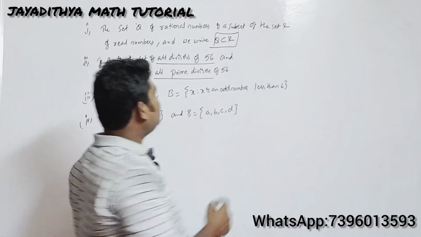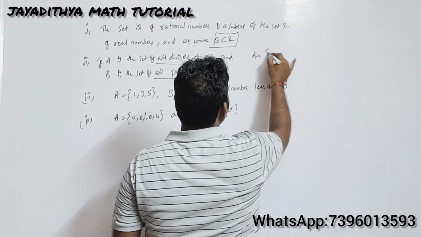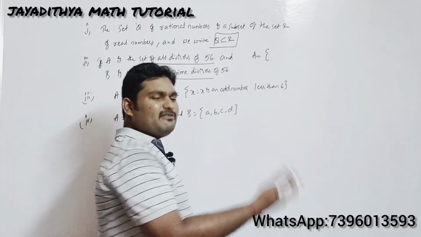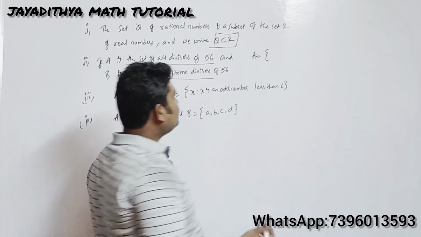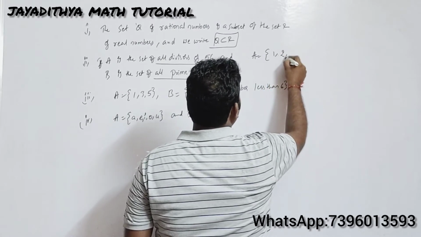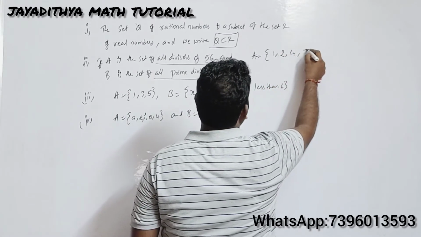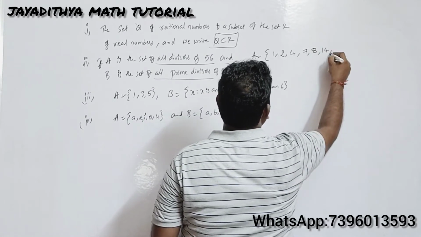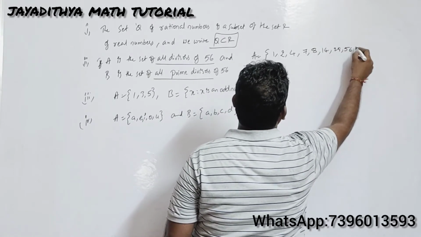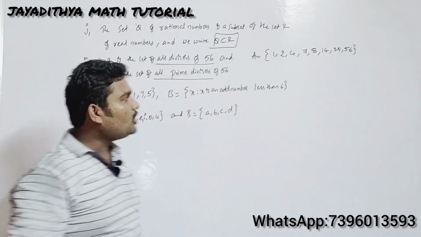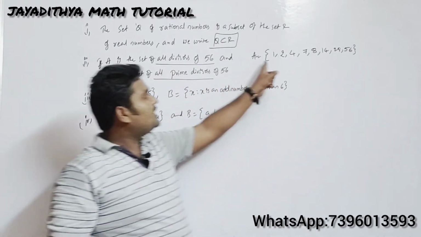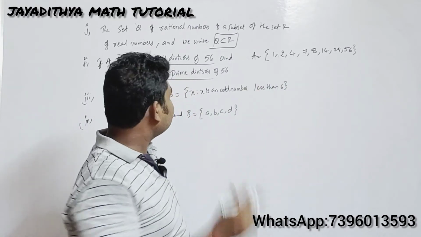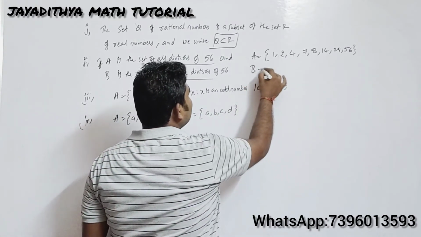How will we represent the set A here? It is the set of divisors of 56. Divisors in the sense that is nothing but factors. So 1 is a factor, 2 is a factor, 4 is a factor, 7 is a factor, 8 is a factor, 14 is a factor, 28 is a factor, and also 56. So all the factors of 56 are 1, 2, 4, 7, 8, 14, 28 and 56. Clear? And let us go for the next set, that is B.